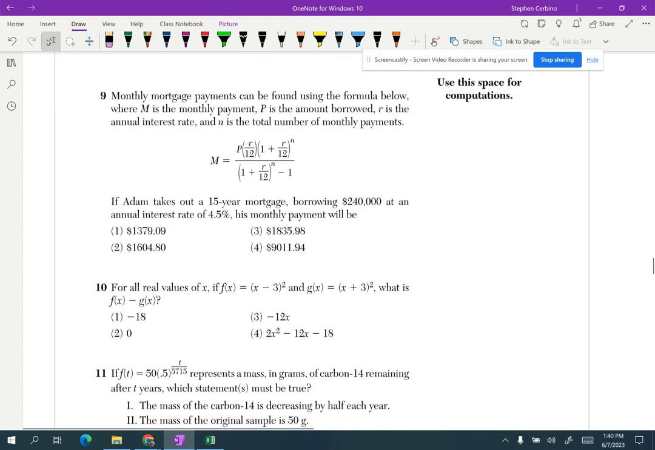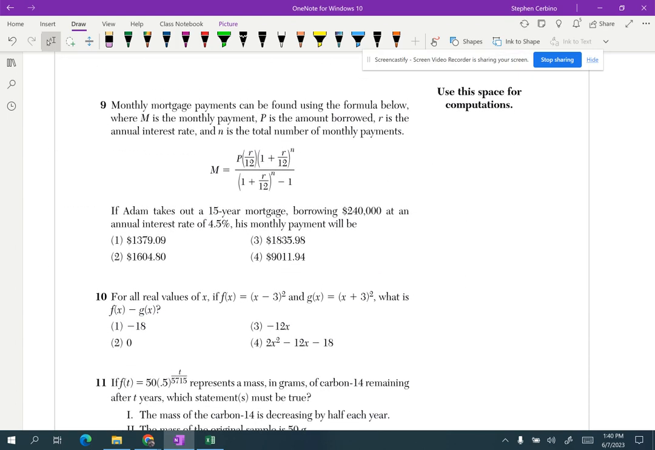Number 9 is also kind of a calculator question. You just have to go through and figure out what to type in. So it gives us the monthly mortgage payment formula, defines everything in this first paragraph. P is the principal amount or the amount borrowed, R is the interest rate, and N is the number of monthly payments. So if Adam takes out a 15-year mortgage, he's going to have 180 payments, 15 times 12. The rate, we don't want as a percentage, so we're going to change it to a decimal, 0.045, and the P value is 240,000.